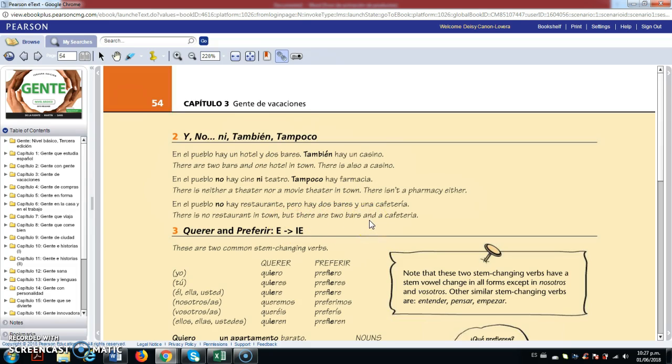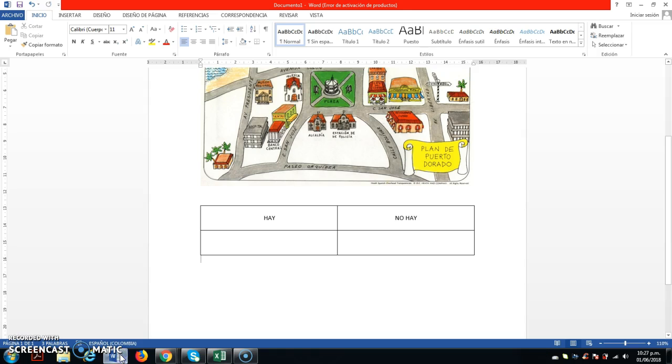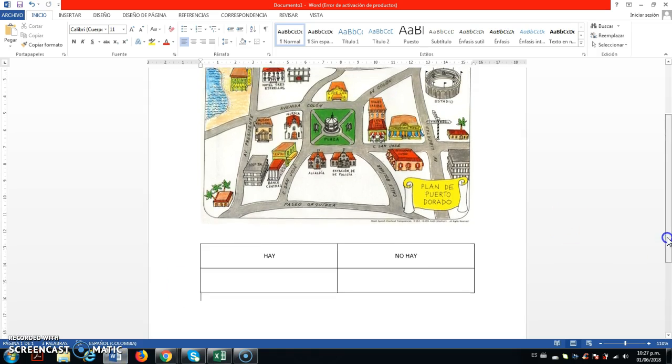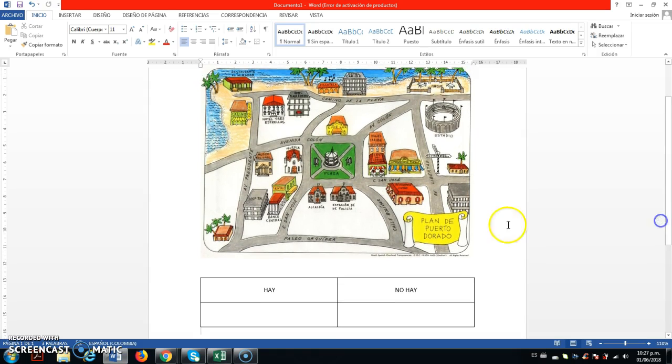Okay, so we are going to do an exercise here. We are going to practice here. So we are going to describe this image, and here we are going to write the things or services or places that we can see in this town and that we cannot see, or there is no place or a thing in this town we are going to describe. Okay, so ¿qué hay? Okay, ¿qué hay? Entonces podemos decir que hay un banco.